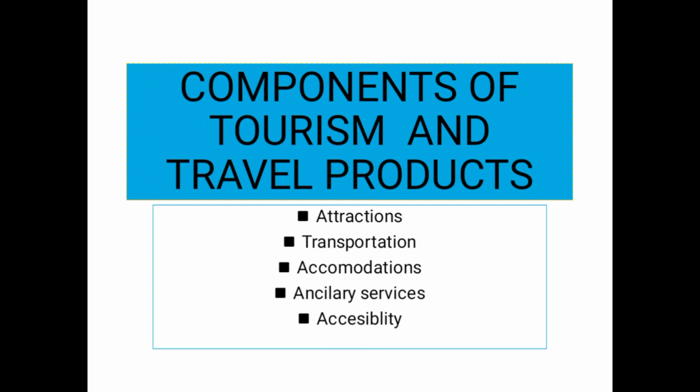So let's go to the components of tourism travel products. One, we have the attractions. You must have transportation. How will I get to this destination? By which means of transport? Next, we should have accommodation. Where will we spend the night? Will we pitch a tent or will we sleep in a lodge, a villa, or a good hotel?